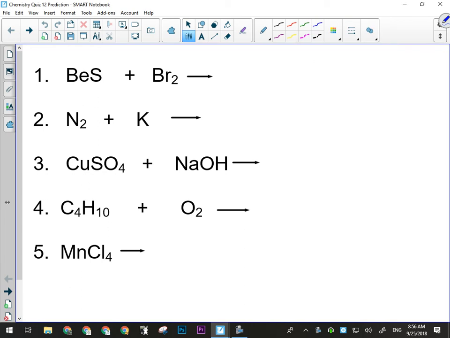All right. For question number 1 here, the first step in predicting the products of a reaction is to identify the reaction type. So the reaction type that's going on here: we have an ionic compound reacting with an element. So this is a single replacement reaction.